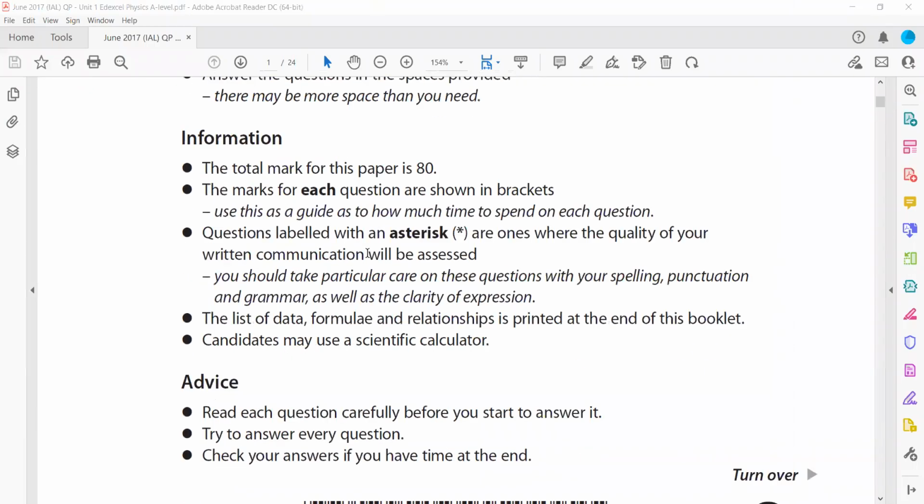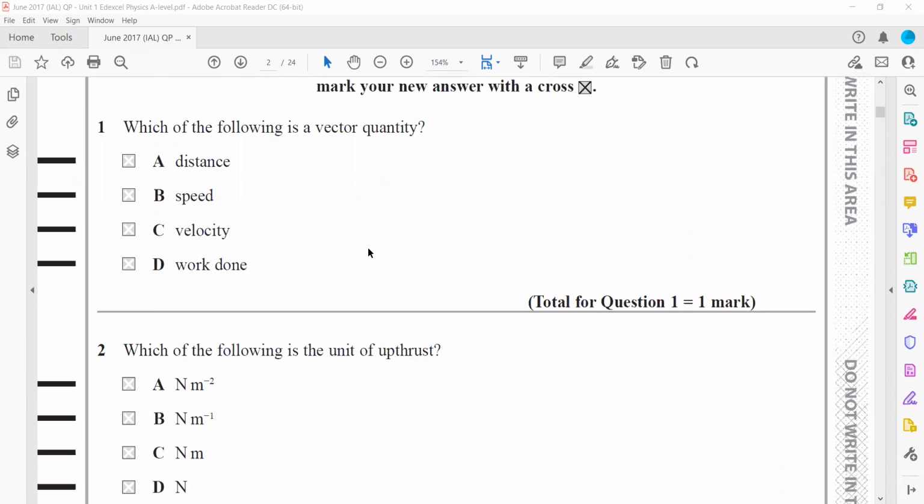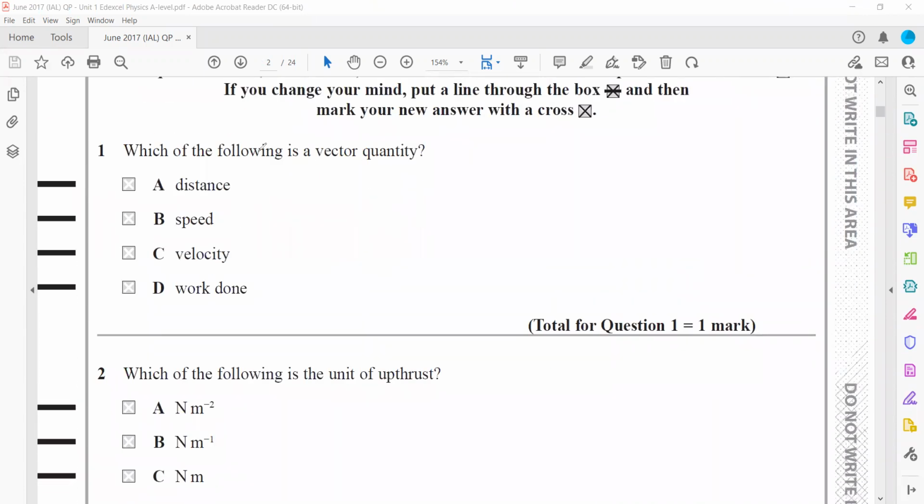So, June 2017 paper. Which of the following is a vector quantity? Distance is not a vector, speed is not a vector, velocity is a vector. So C is the right answer.